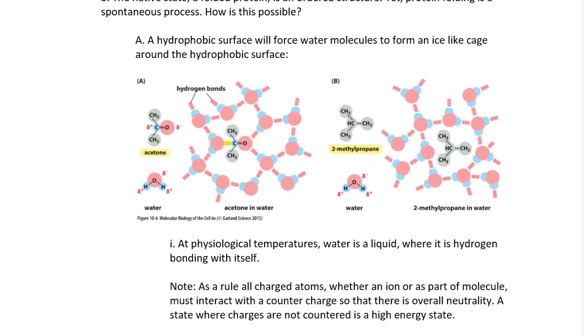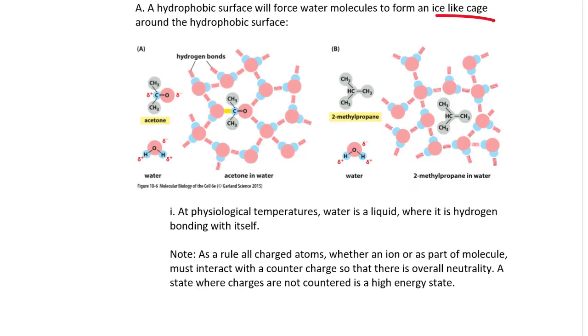A hydrophobic surface will force water molecules to form an ice-like cage around the hydrophobic surface. Ice-like cage. At physiological temperatures, water is a liquid, where it is hydrogen bonding with itself. As a rule, charged atoms, whether an ion or as part of a molecule, and this can mean fully charged or partially charged, must interact with a countercharge so that there is overall neutrality. A state where charges are not countered is a high energy state, and this is what we covered in the last video.